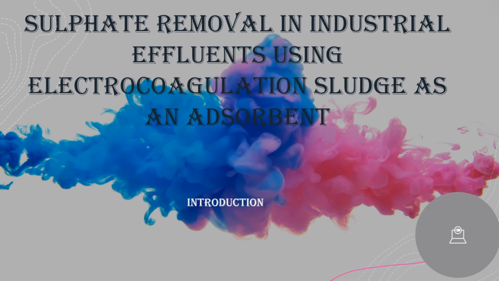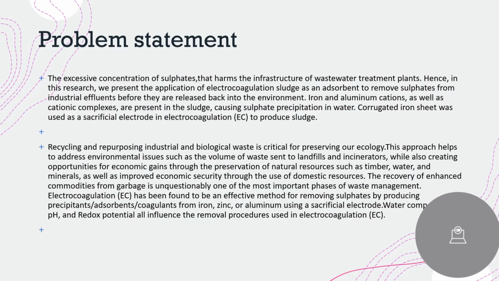Our research is about sulfate removal in industrial effluent using electrocoagulation sludge as an adsorbent. The problem is the excessive concentration of sulfate that harms the infrastructure of wastewater treatment plants. In this research, we present the application of electrocoagulation sludge as an adsorbent to remove sulfate from the industrial effluents before they are released back to the environment.